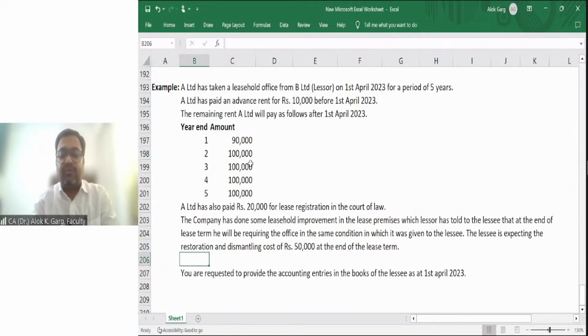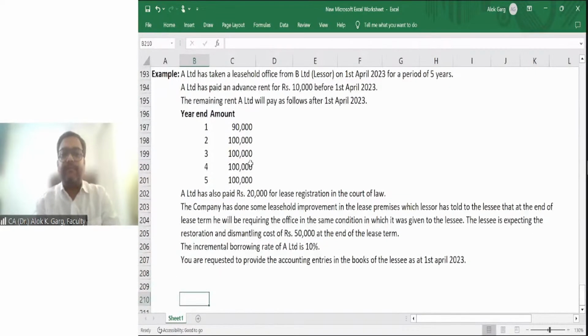Let's say the incremental borrowing rate of A Limited, which is the lessee, is 10%. Whether the question is clear to all of you? Shall I start solving this question?